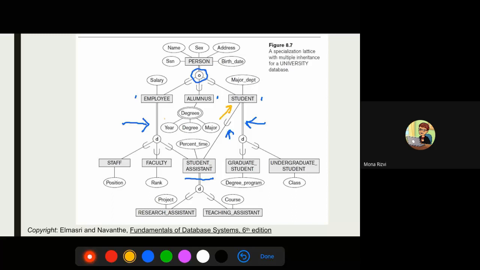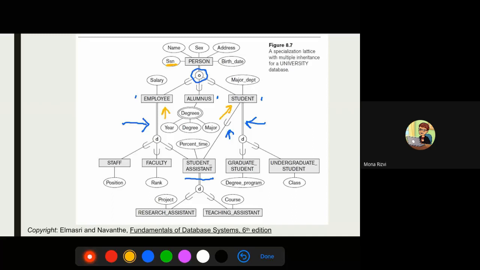So in these kinds of hierarchies, multiple inheritance is allowed. And when we look at the student assistant, we understand things about it. It shares the same unique identifier as all other persons in the database, which is, in this case, the Social Security number, the US ID.